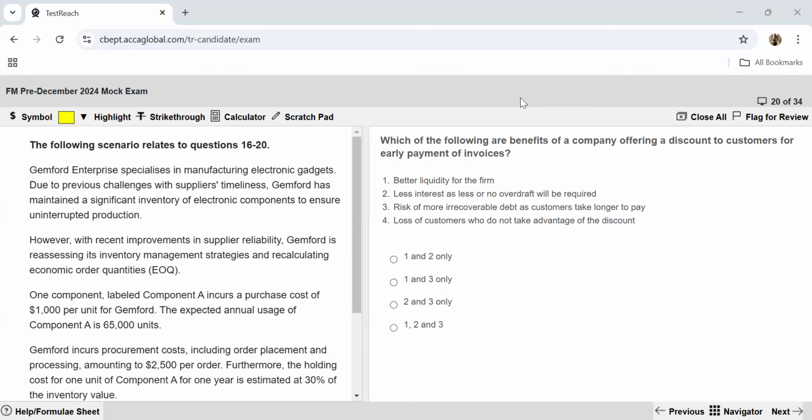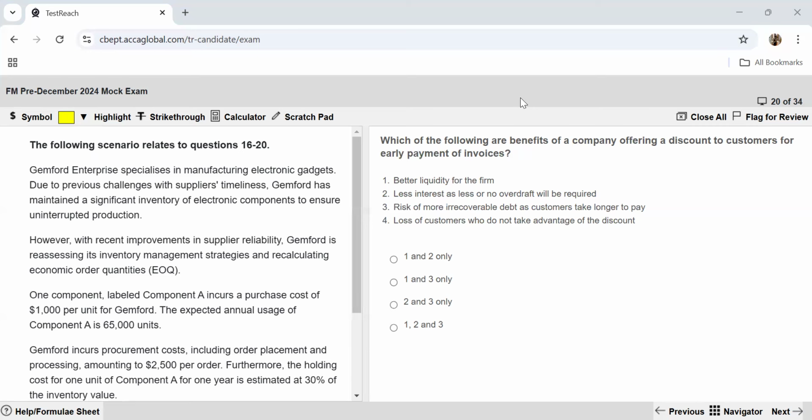This is also absolutely correct. If you receive money quickly from your customers, you're going to be able to pay whoever you have to. So you don't have to take a lot of overdraft from the bank, and you do not have to pay a lot of interest because you have cash available with you. So 1 and 2 are correct so far. Let's have a read at the third one. Risk of more irrecoverable debt as customers take longer to pay. Now, if you are offering an early settlement discount, then definitely they are going to pay earlier. So it becomes a little bit less risky. So third will be eliminated.